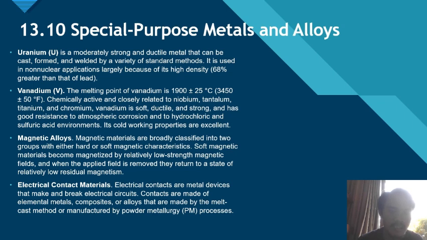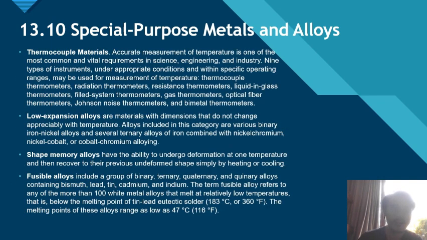And the magnetic alloys. Magnetic materials are broadly classified into two groups with either hard or soft magnetic characteristics. And the electrical contact materials. Electrical contacts are metal devices that make and break electrical circuits. Contacts are made of elements, metals, composites, or alloys. They are made by the melt cast method or manufactured by the powder metallurgy (PM) process. And there are thermocouple materials, low expansion alloys, amorphous metallic alloys, and fusible alloys.